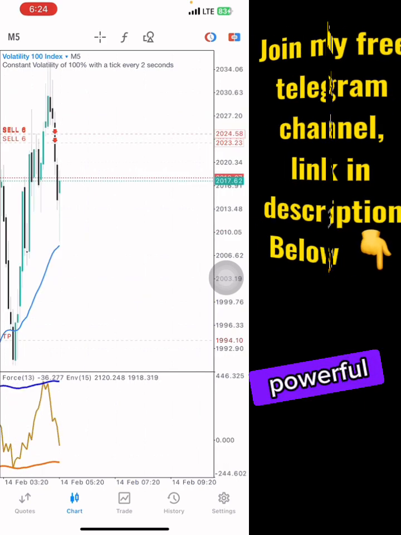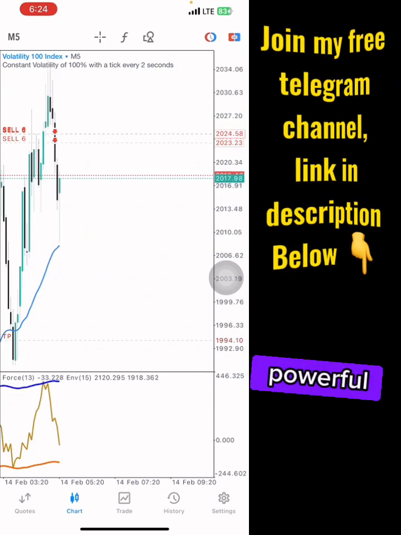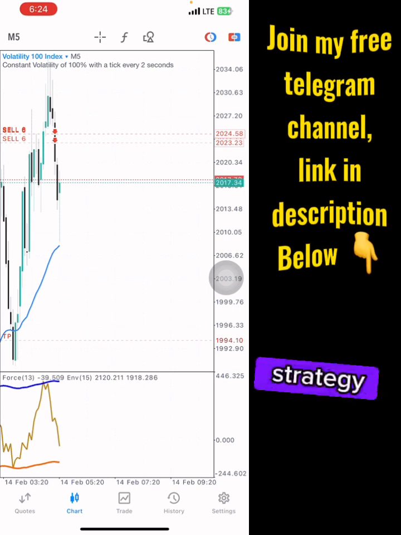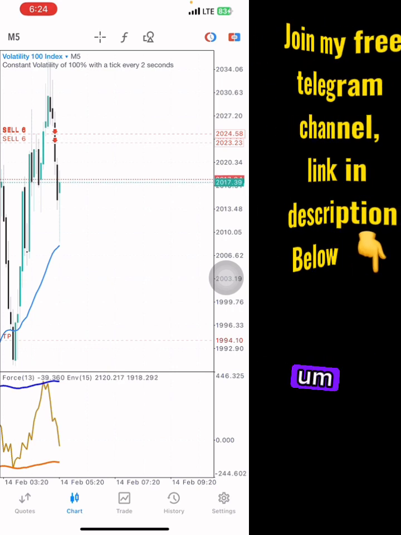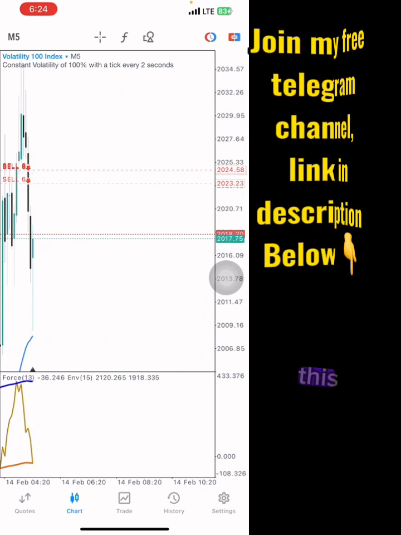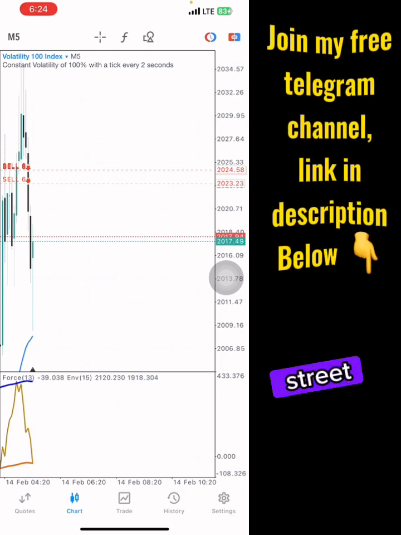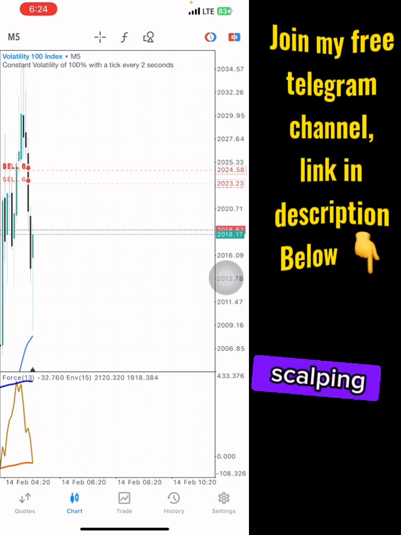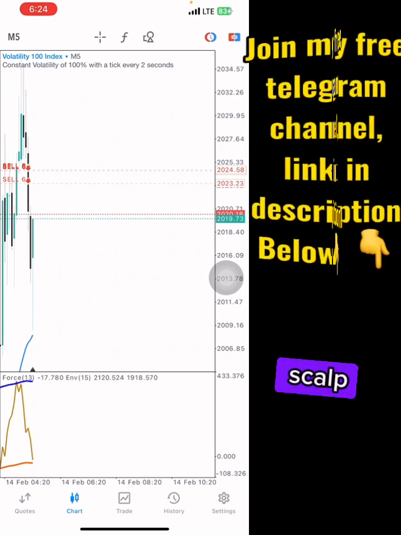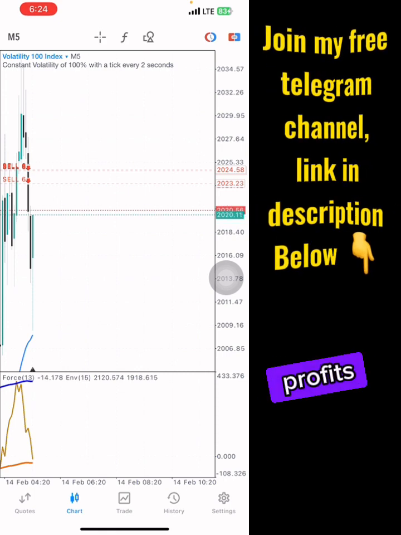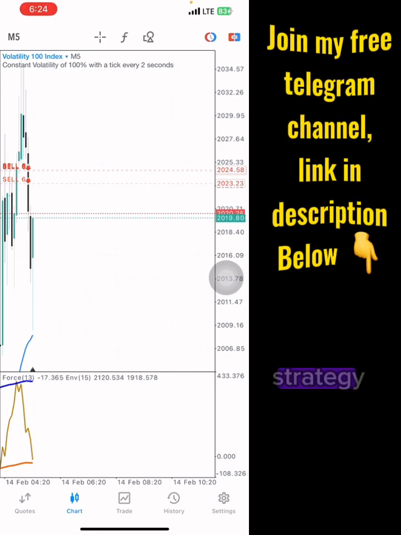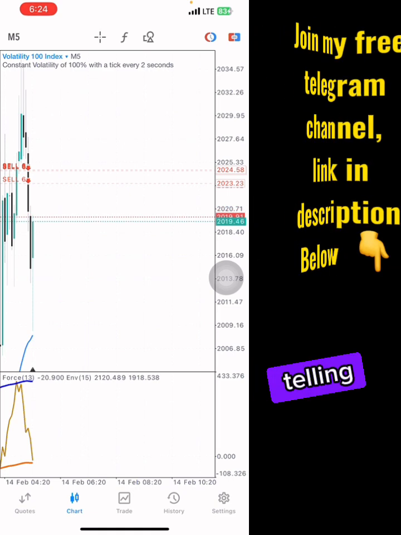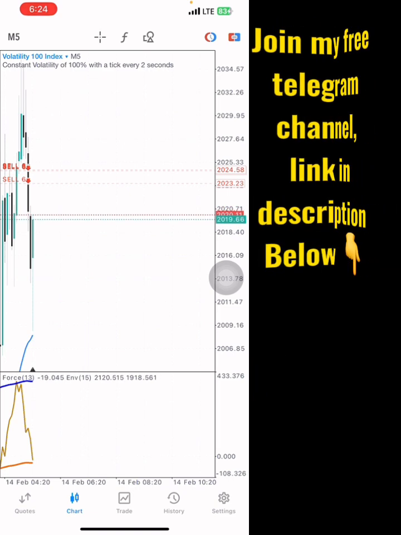It's so powerful. So let me show you how this strategy works, because very soon I should be exiting this trade. Let me show you how this scalping strategy works. You use it to scalp the market and make profit for yourself, guys. This strategy is so powerful. I am telling you for real, okay? I'm telling you for free.